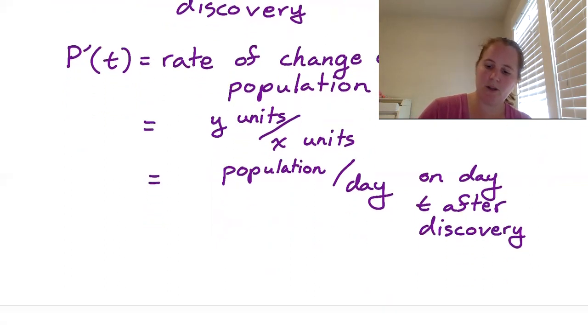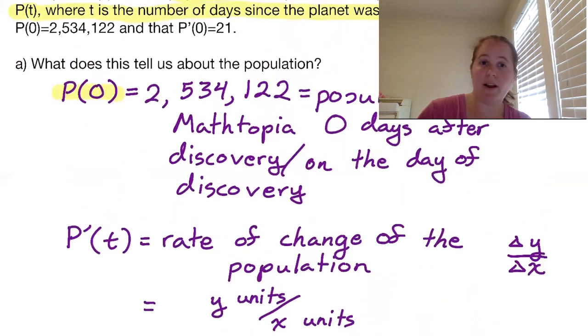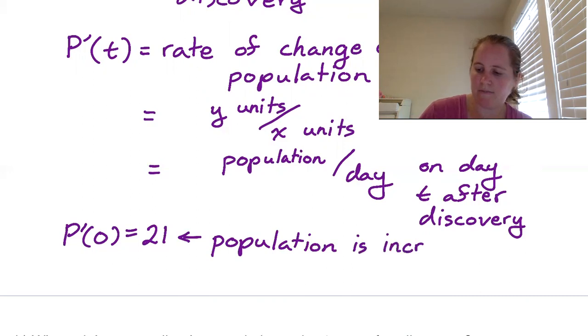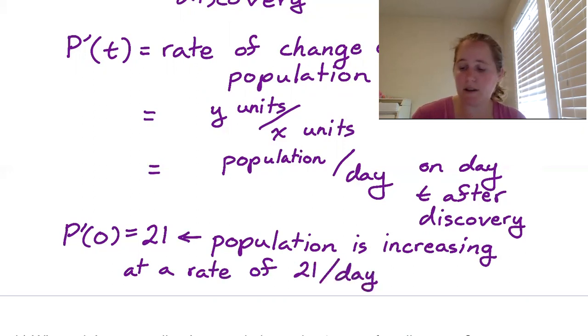So if we have p prime of 0 equaling 21, then what we're saying is essentially that the population is increasing by 21 people. I don't know who lives on Mathtopia, by 21 residents, right? So the population is increasing at a rate of 21 per day on the day of discovery.